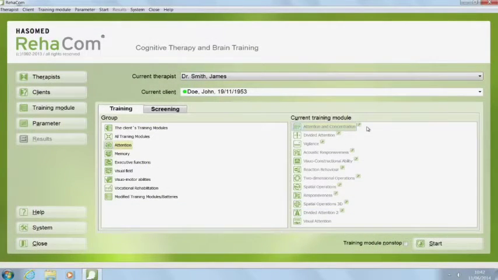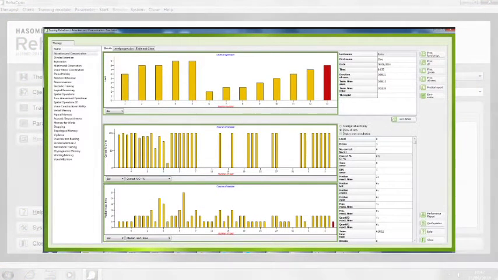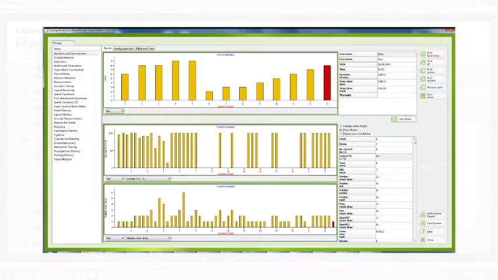At the end of a training session, RIHACOM will create an evaluation graph. Training results will always be saved automatically. The patient will then continue from this stage when starting the next training session.